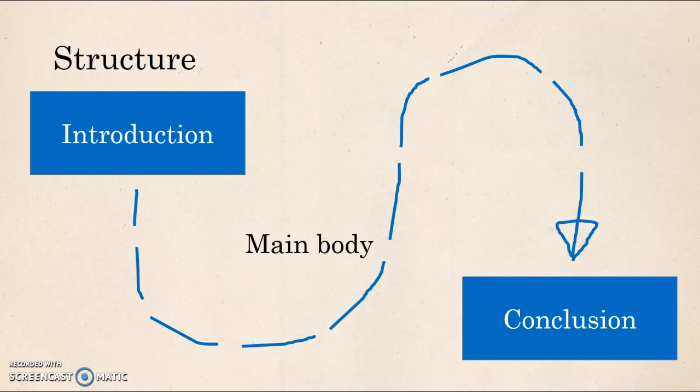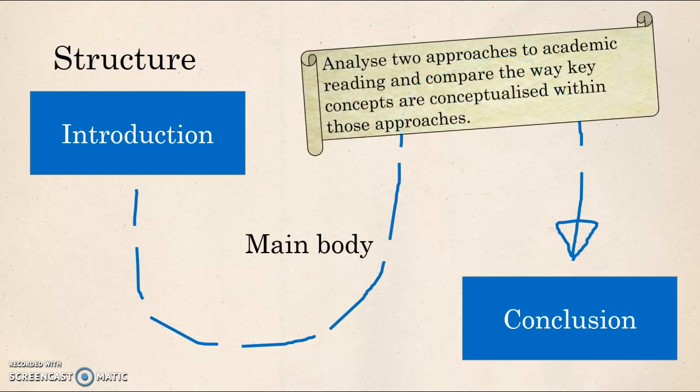And let's just take this assignment as an example. Analyze two approaches to academic reading and compare the way key concepts are conceptualized within these approaches. First, what you need to do is actually analyze the assignment brief and identify key terms that will help you to create a structure and also to understand what it is that you have to do. So here, I think the first one would be two approaches, but it's also very important that you look at key concepts and how they are conceptualized. And then the other important words would be the two verbs, analyze and compare.